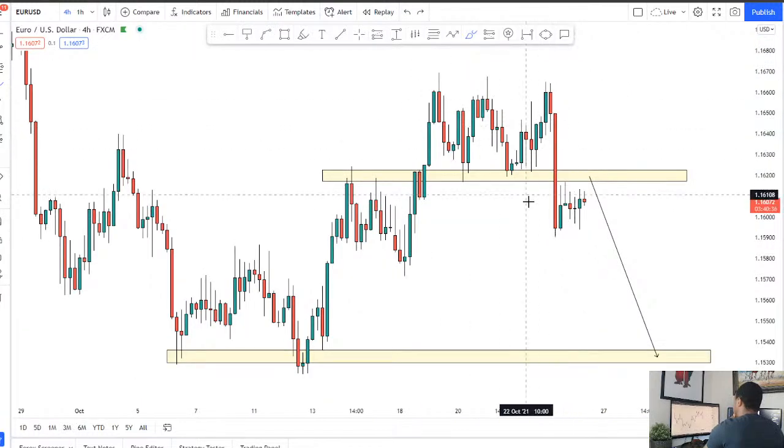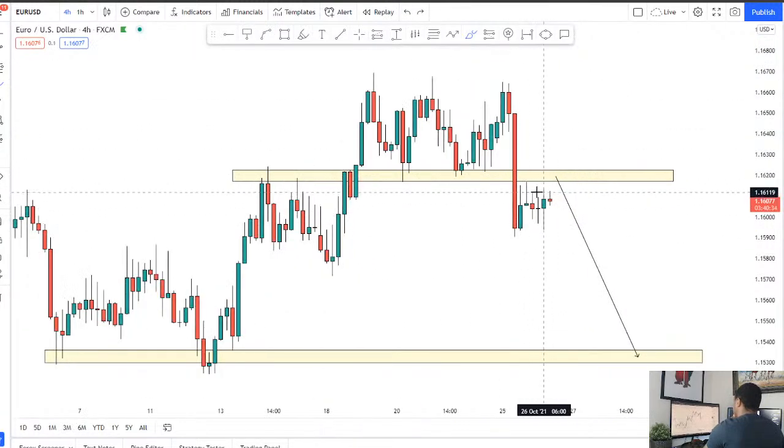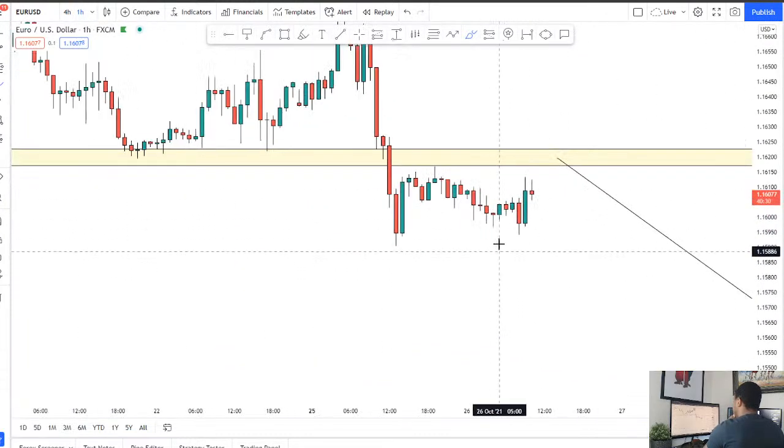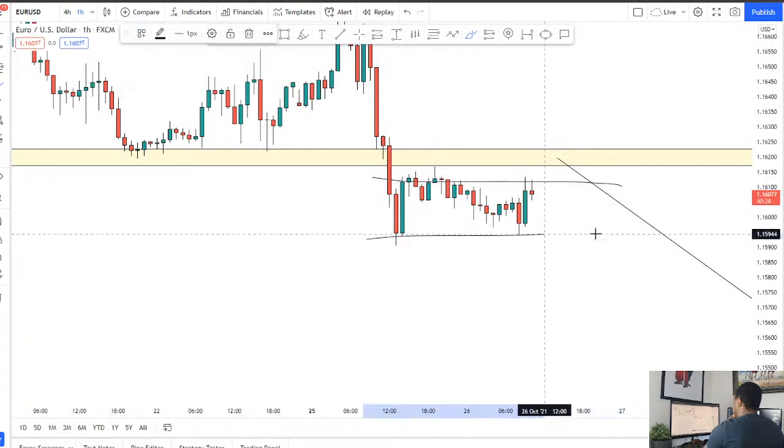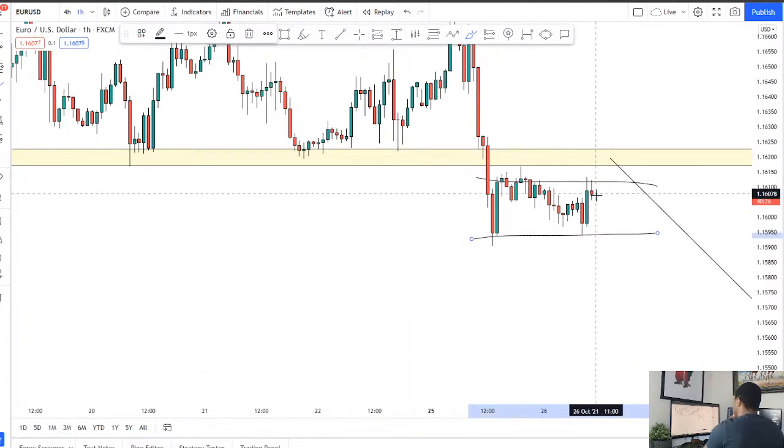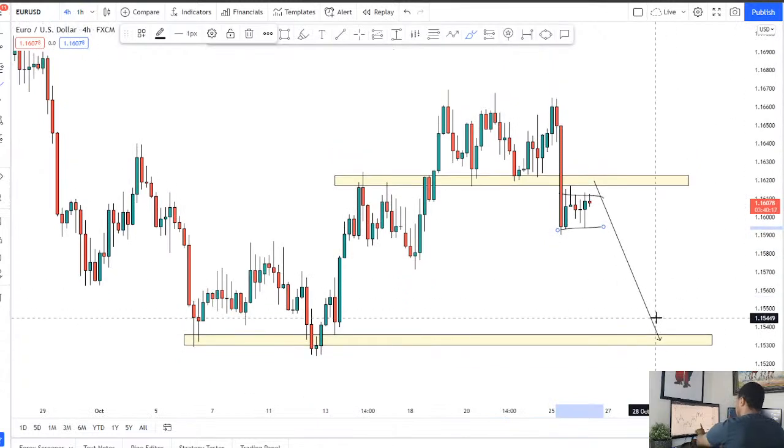But if we stay underneath that, which so far it looks like we are, a lot of dojis down the 4H, so basically a lot of indecision. Hourly, again, not too much going on, just a bit of a range. So as long as we don't break to the upside with a lot of momentum and have that false break, I do think Euro USD is looking good for another move back down to these lows.